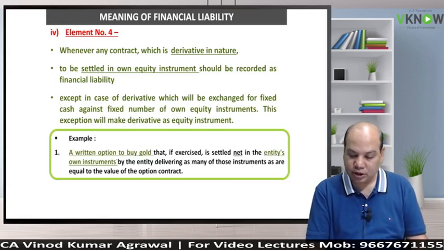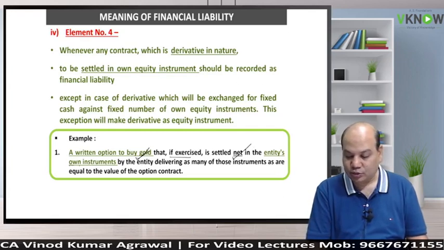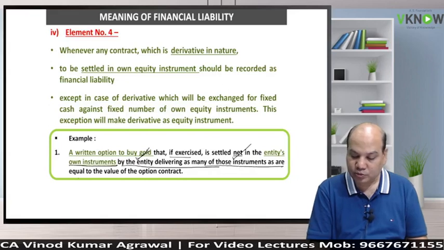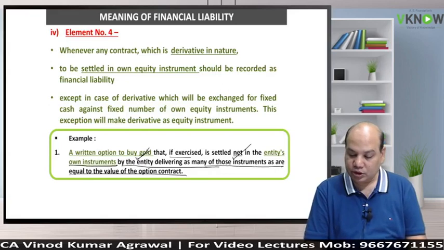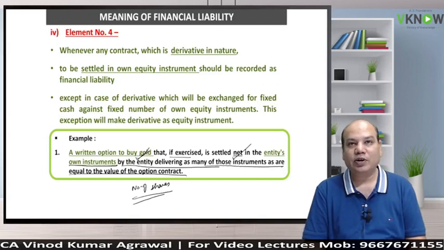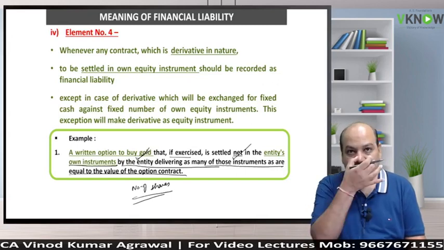Example, a written option to buy gold. If exercise is settled net in the entity's own instrument, by the entity delivering as many of those instruments as are equal to the value of the option contract. So here the number of shares to be issued will vary. The amount will also vary in this example because it is linked to the price of the gold.